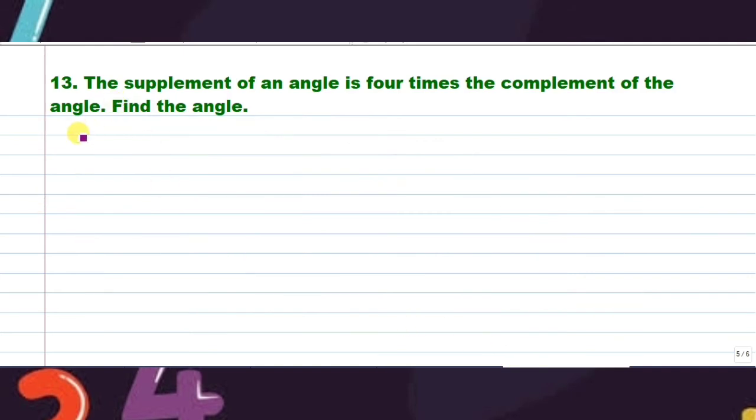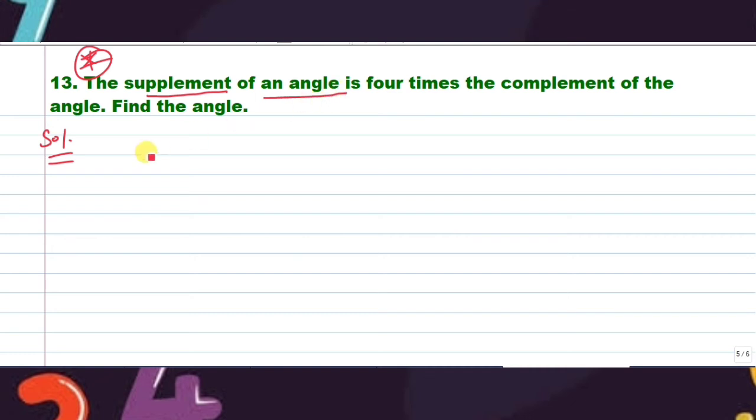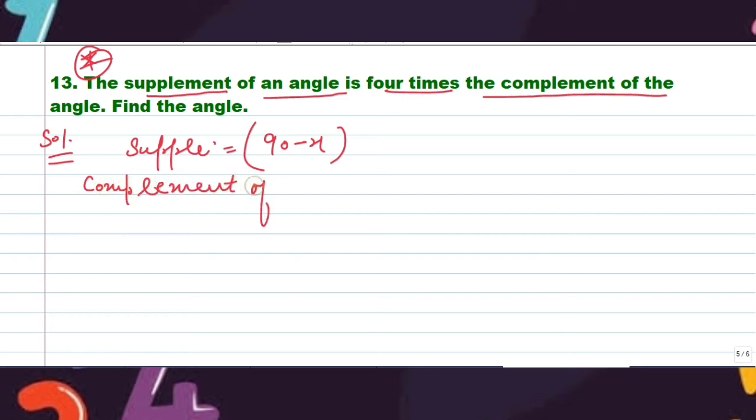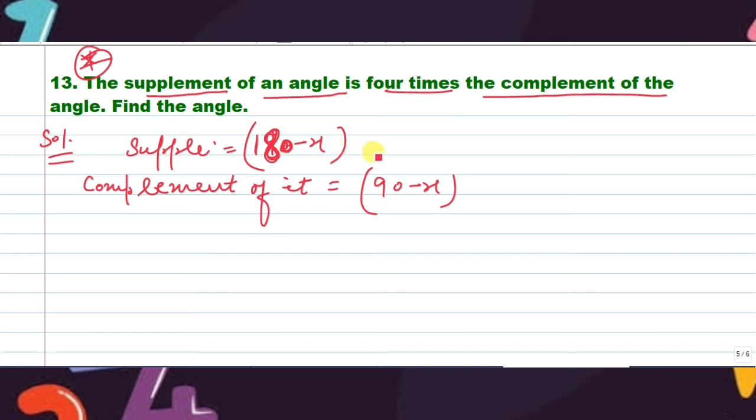Next we have question number 13. It says the supplement of an angle. This is a very important question. Now what is the solution? The supplement of an angle. To make an equation, you have to find the complement of the assumed angle. So complement of it, what will come? 90 minus x, and for supplement it will come 180 minus x. Clear? Now you frame the equation.